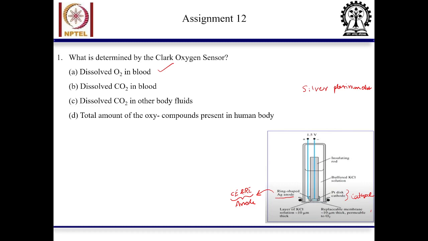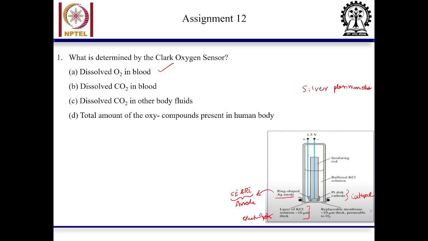Now, the platinum disk and the ring-shaped silver counter and reference electrode, which is a silver wire, and the platinum disk, are dipped in the KCl solution, which acts as your electrolyte.